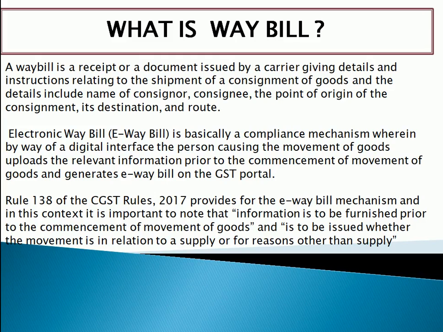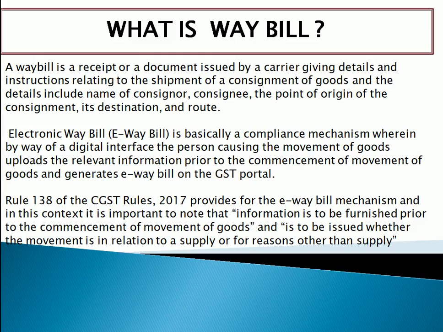So it's basically a receipt or a document which is issued by the transporter which is carrying the goods, and it contains the details of the goods or the shipment of the consignment and instructions, and also includes the name of the consigner, that is who is sending the goods, to whom the goods are being sent, the point of origin of the consignment, that is from which place the consignment is moving and where it is moving, and the route through which the consignment will move.